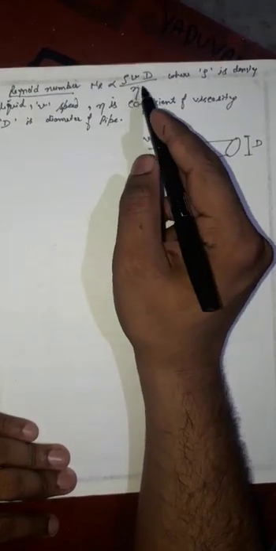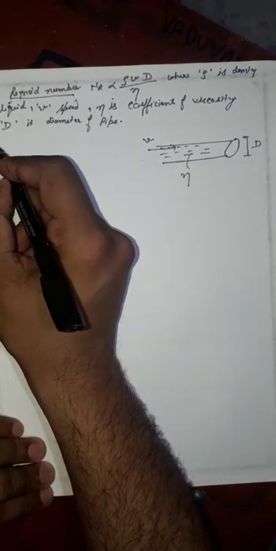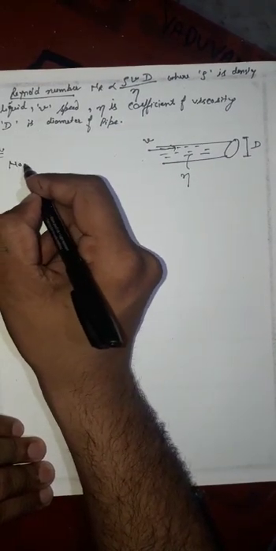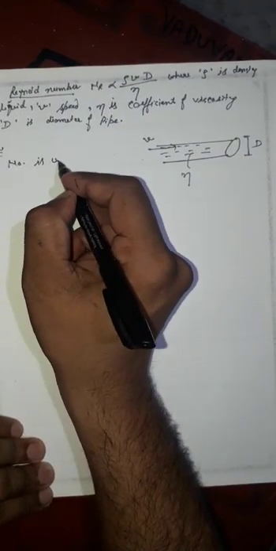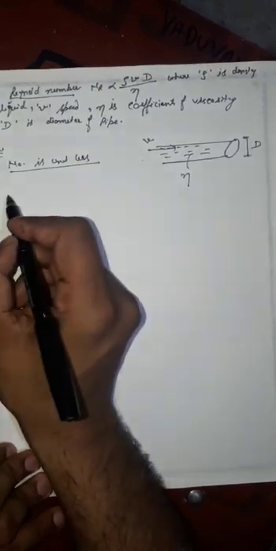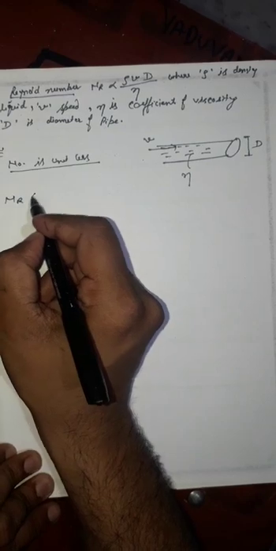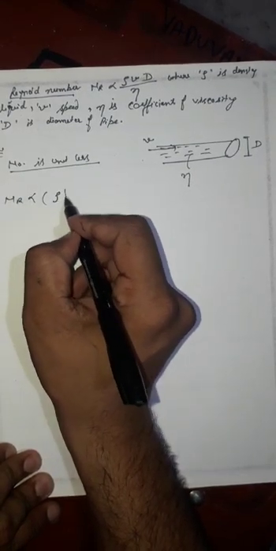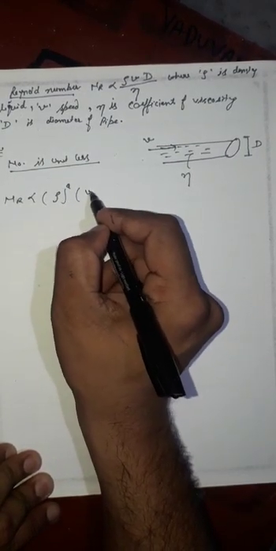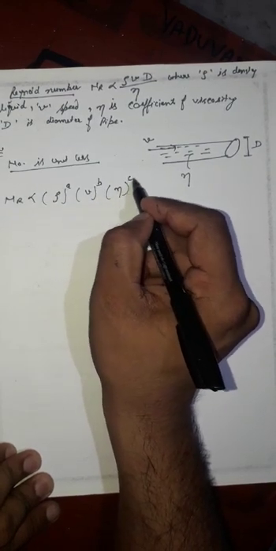Whether the formula is right or not. The number is unitless. Any number which is unitless, we can say the relation: N R depends on density to the power a, velocity to the power b, and eta to the power c.